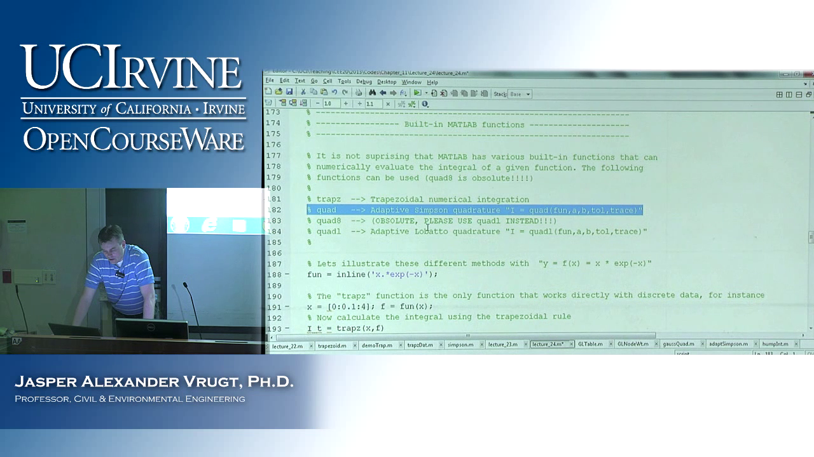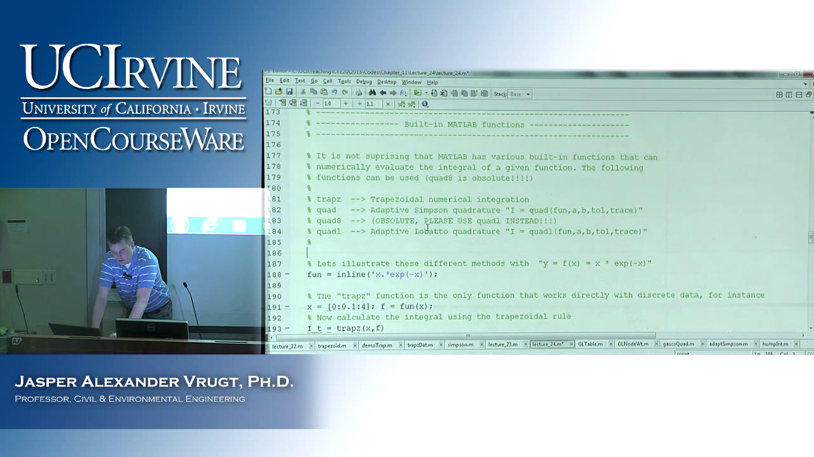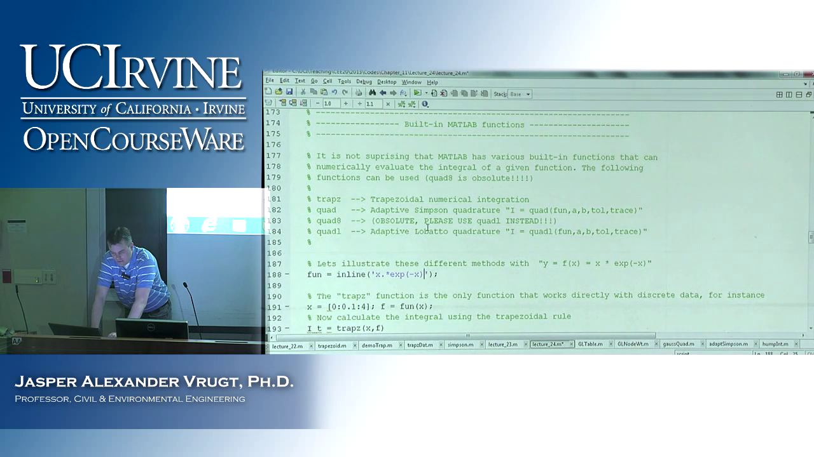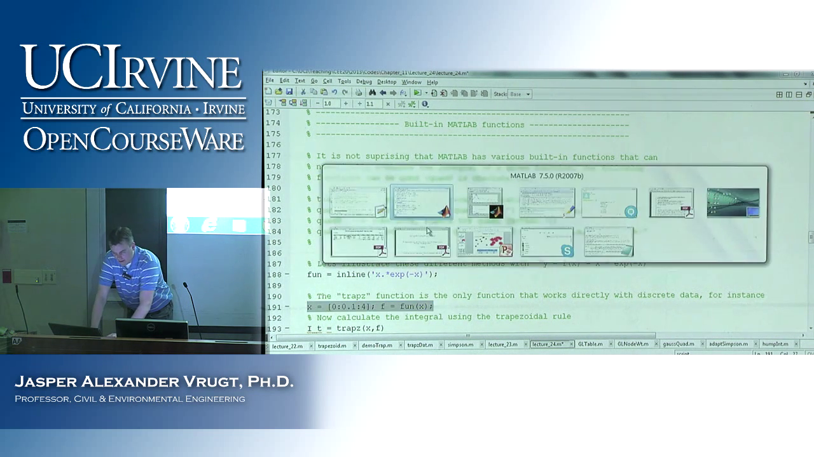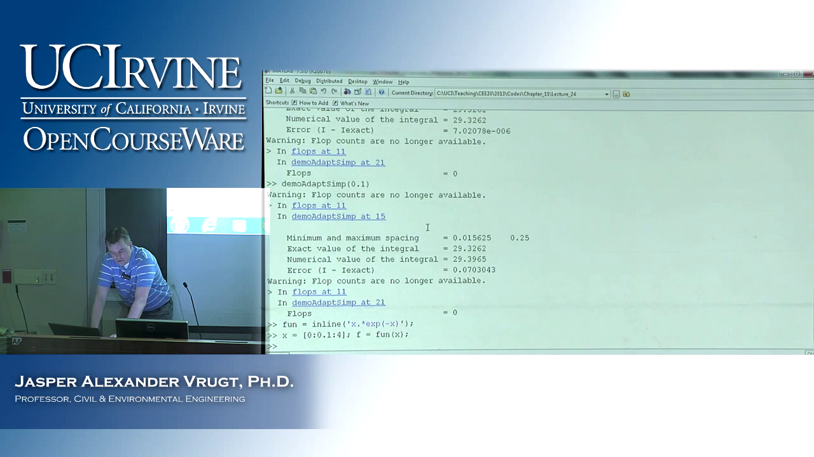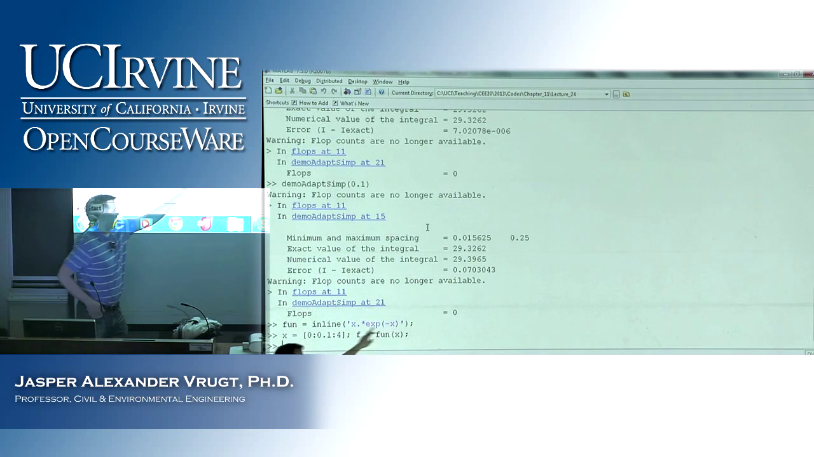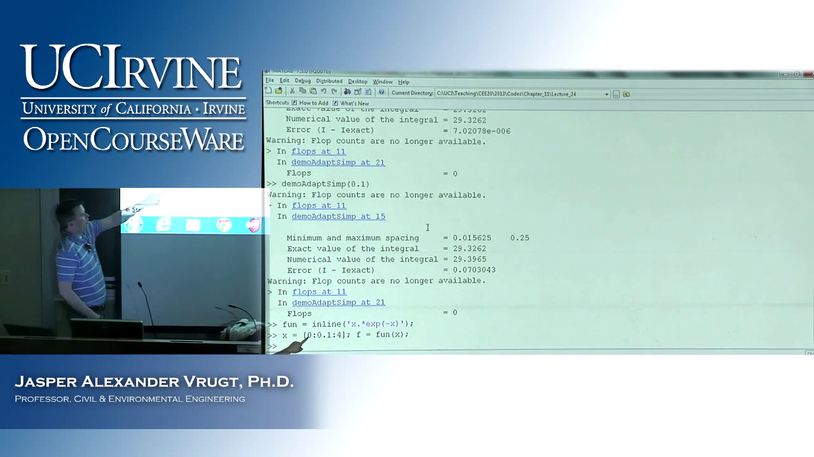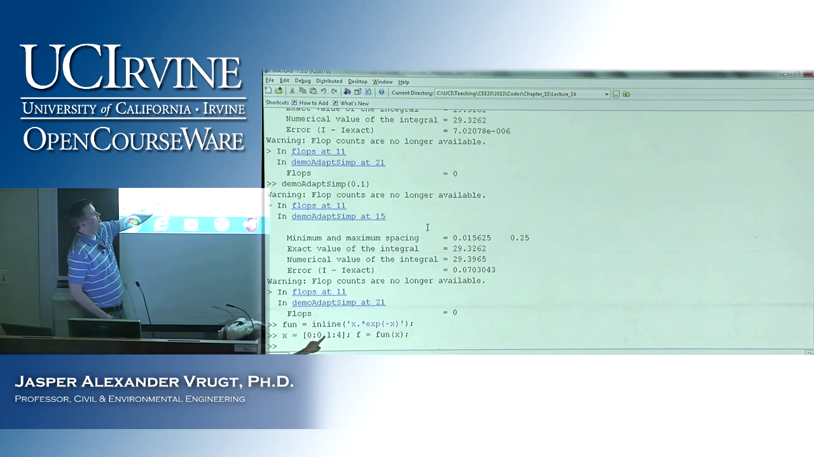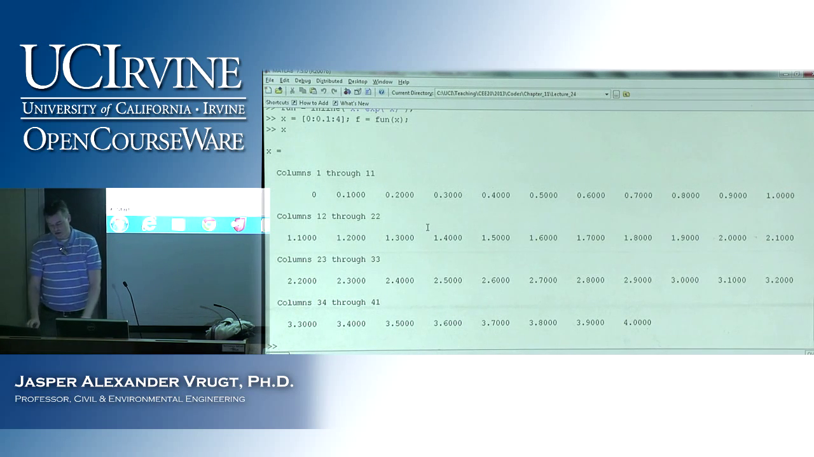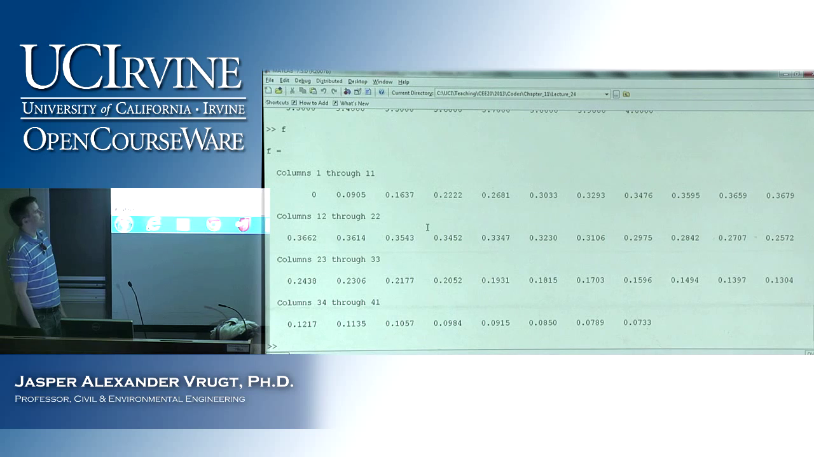Okay, so now let's use these functions. Let's specify again that our function is x times exp(-x). That's our inline function. Let's calculate the function value f at a given number of x values. So this is my inline function, and now I want to evaluate this function between 0 and 4 with step size 0.1. So now I have my x values and my corresponding function values.